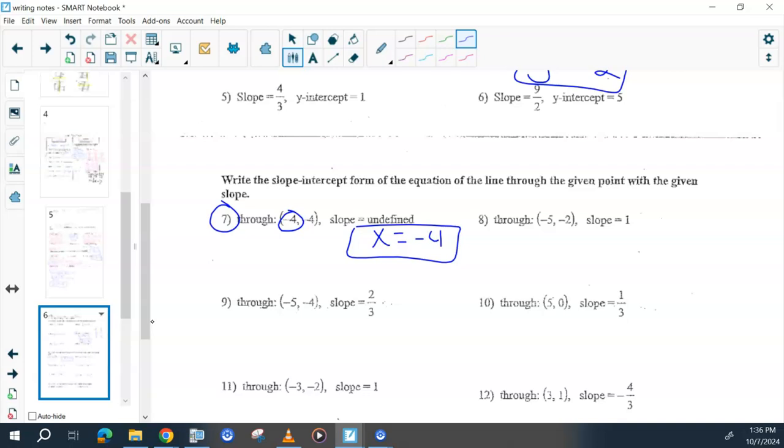Okay, questions on that before you guys practice? Wait, so if it was 0, I would just solve it using the point-slope form, or the same way, y equals whatever the y value is.